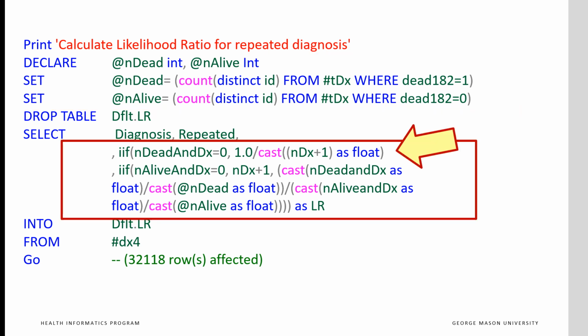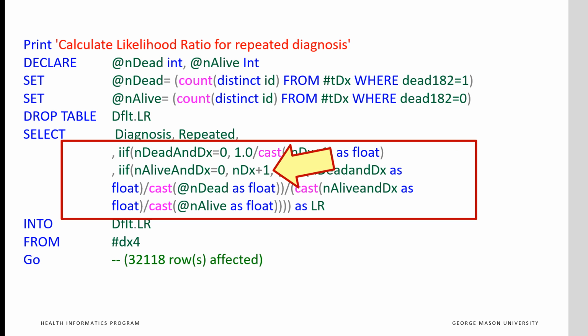Now we are finally ready to calculate our likelihood ratios. But first, we have to make sure that our SQL can circumvent potential hangups due to division by zero or other similar errors. In the first line here, we are saying that if there are no patients with the diagnosis who died in 182 days, then calculate the likelihood ratio as 1 divided by 1 plus the total number of patients with the diagnosis. This guarantees us a number that is as close to 0 as possible while still being proportional to the sample size.